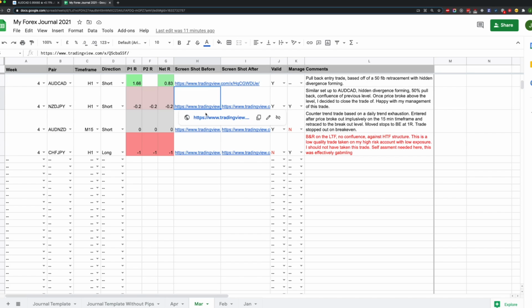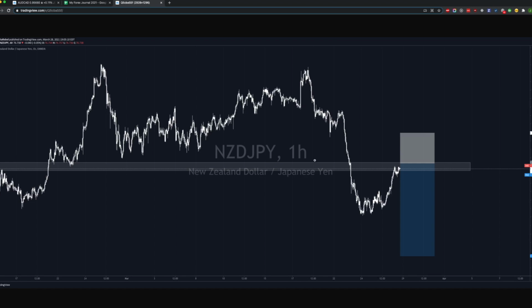All right, so this was the trade here at the time of entering. All right, so we had some massive impulsive sell-off.